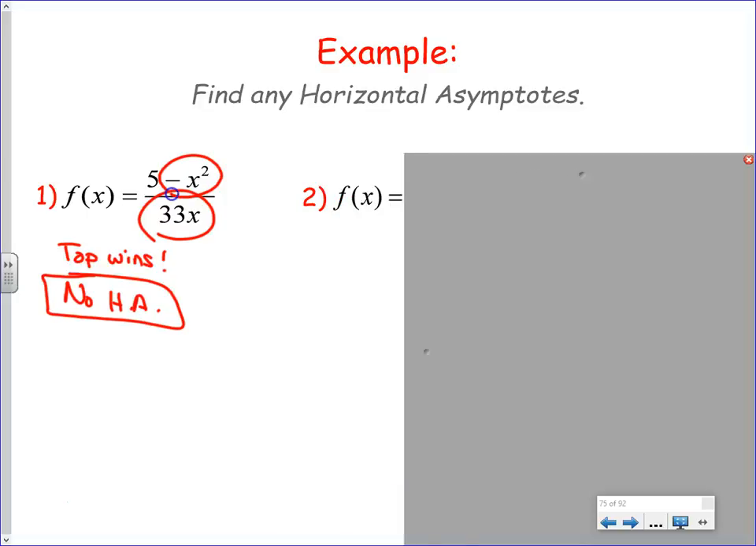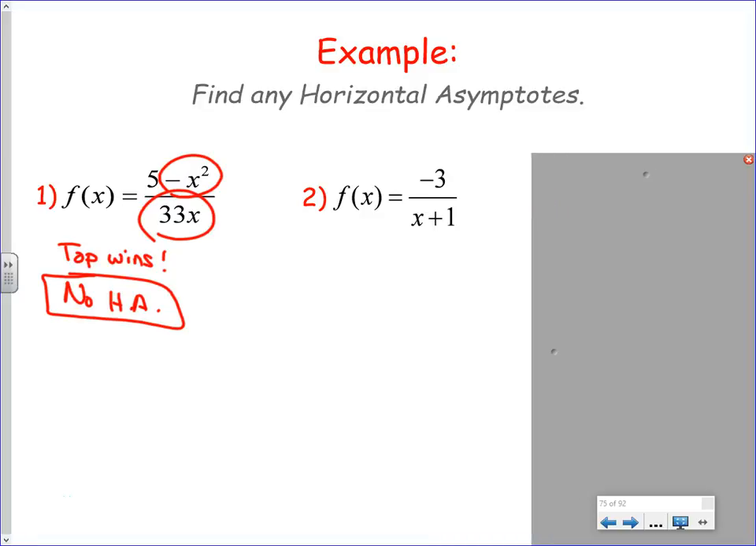But what if, I'll just show you that one. Who wins? Why? He has an x, he doesn't even have one, it's x to the 0. Bottom wins, uh-oh. He's pulling them down in a big way.